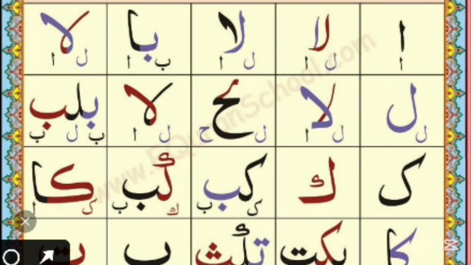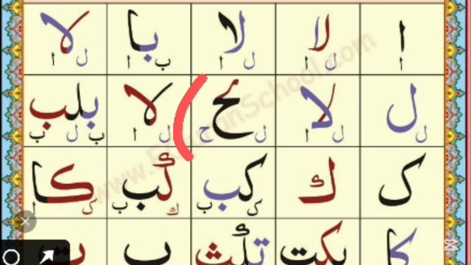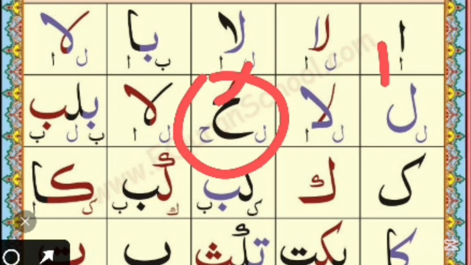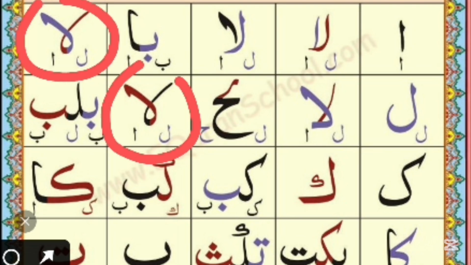Lam. This one, the curvy shape, is lam, and in this next one, alif. Lam, alif. The red shape on the top is lam, like this, and the bottom one is ha. Lam, ha. And again, this one, like the previous letter.